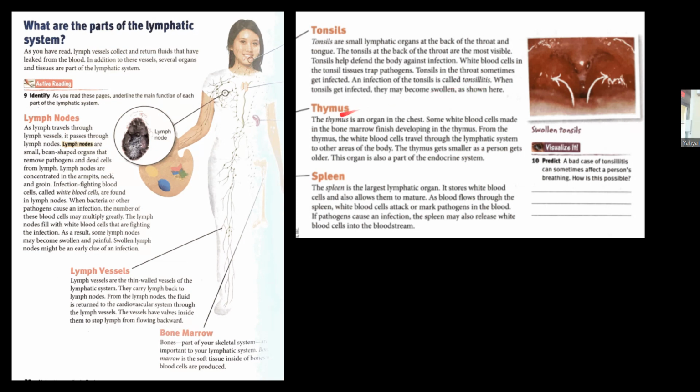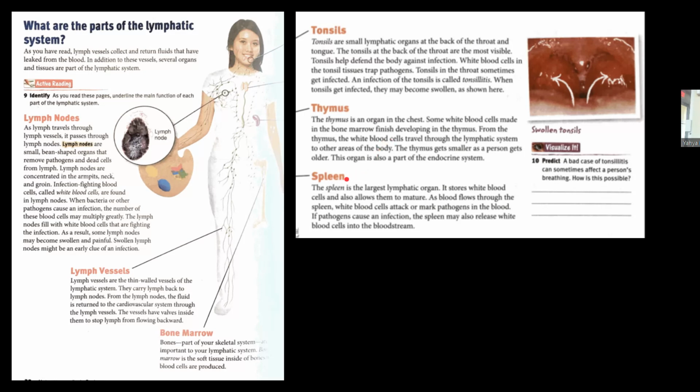You also have the thymus gland. The thymus gland is an organ below the sternum. Remember we talked about the sternum, that's the bone that connects the ribs together. The thymus is a small organ that helps certain important white blood cells to mature and develop so that they can go around the body and fight infections.